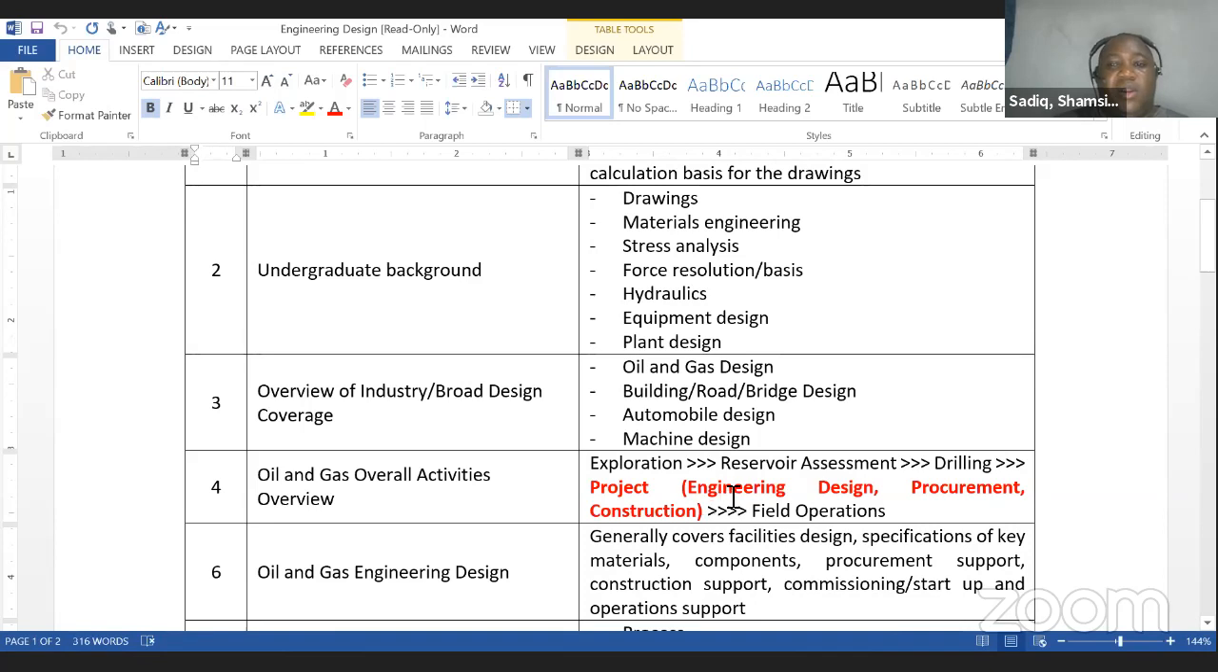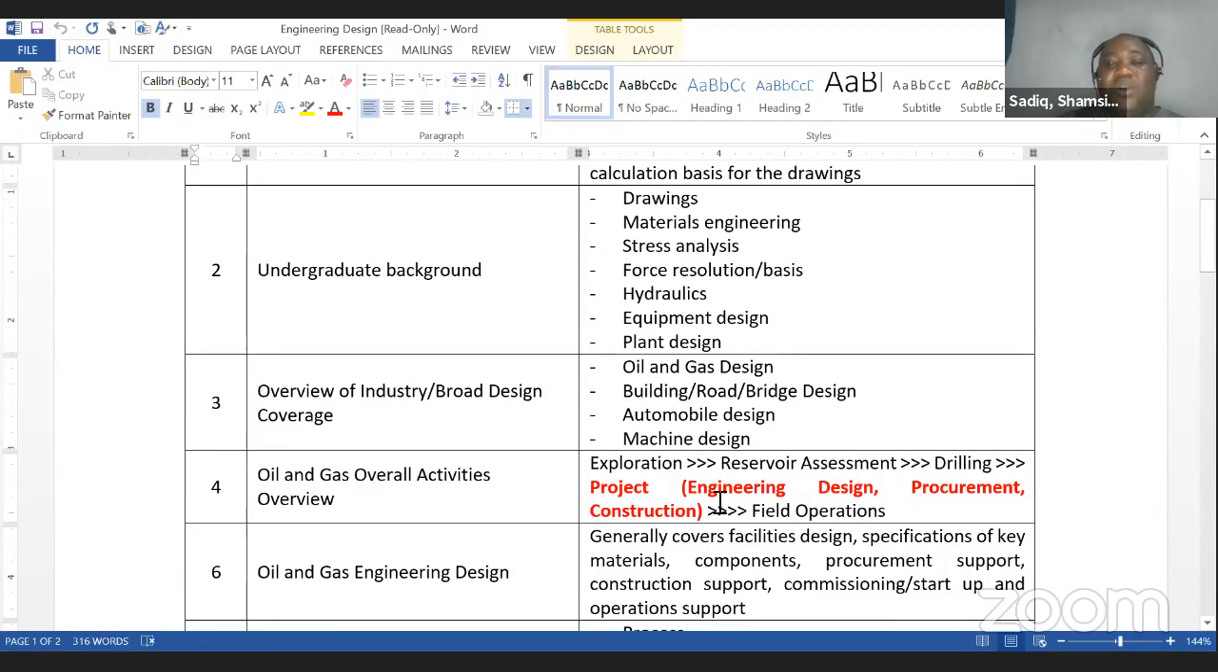So if you are doing oil and gas design, you are not doing reservoir, you're not doing drilling. You are supporting the project team to put together the facility that is used to produce oil and gas. And in terms of criticality, who is more important than the other is a long discussion. But the geotech guys will tell you, if not for them, there won't be oil.